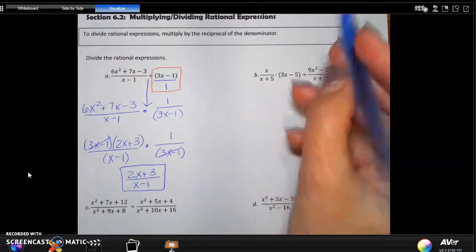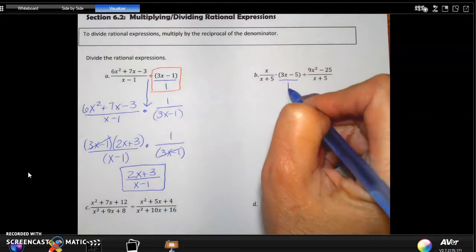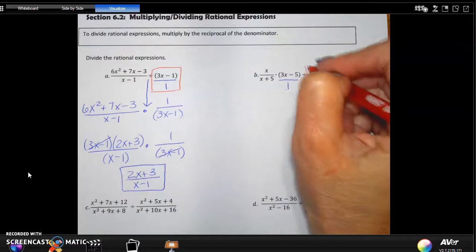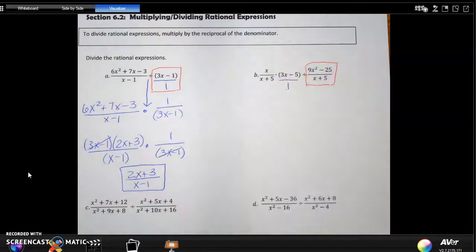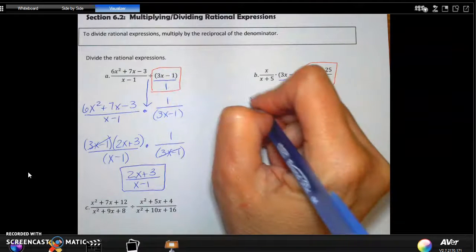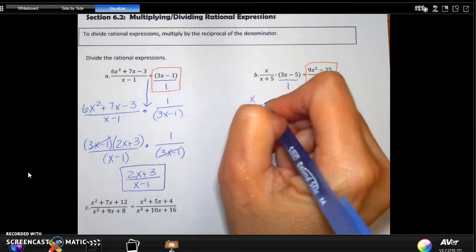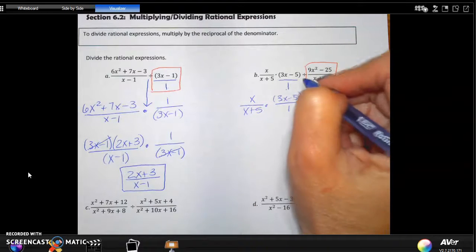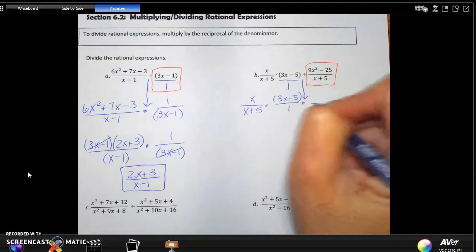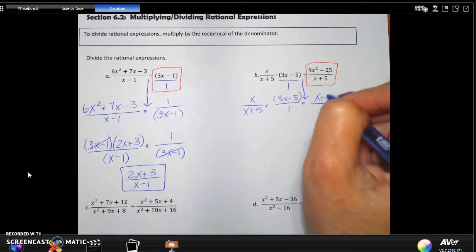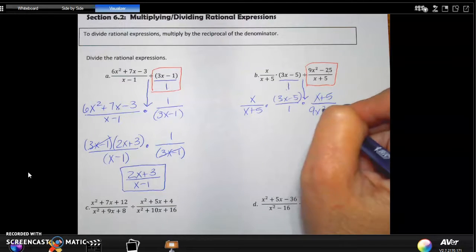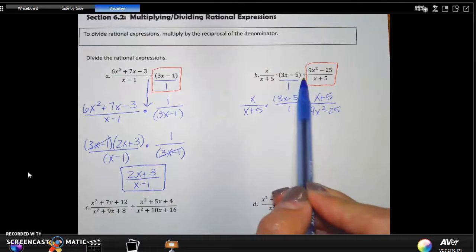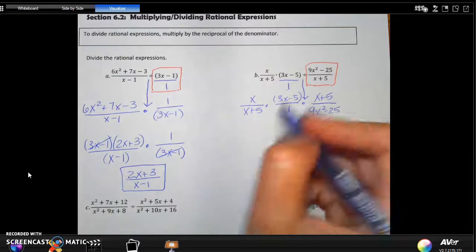Okay, so here's a good example here. So this is multiplication. I'm not going to flip this, but I see division here. I'm going to end up flipping this one. Okay, so we're going to have x over x plus 5 times 3x minus 5 over 1. And then this division symbol right here changes into multiplication. And this is the piece that gets flipped. Only what follows. Nothing else. A lot of times kids try to flip other things on the front end. You only flip what follows the division symbol. Now we can start factoring.